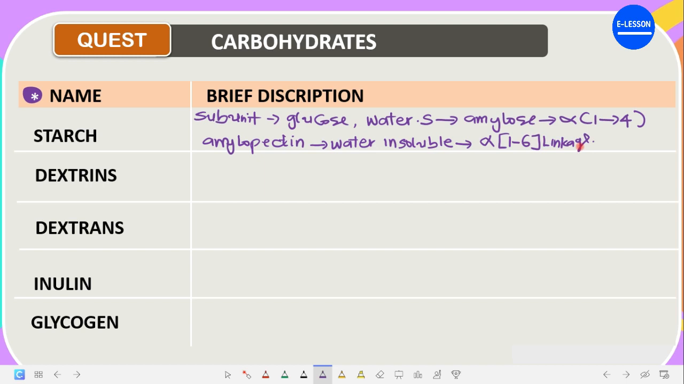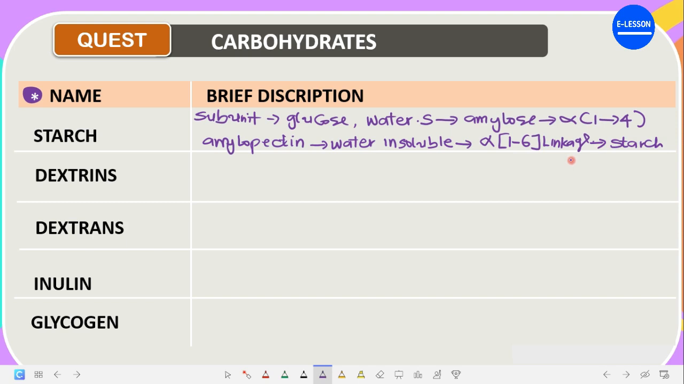Now starch is the major reserve food store carbohydrate. Plants store carbohydrate in the form of what? Starch. We all know this. And then in higher animals also in the form of starch.